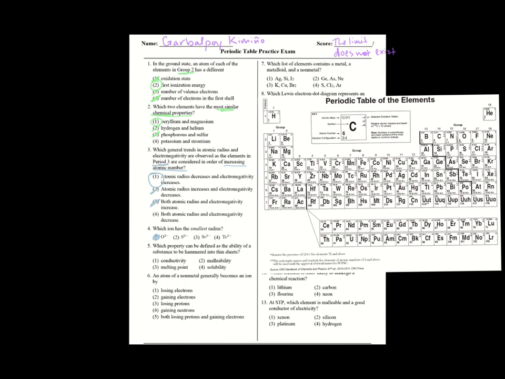Number 5, which property can be defined as the ability of a substance to be hammered into thin sheets? So thinking about hammering and something you can mold, that's malleability.